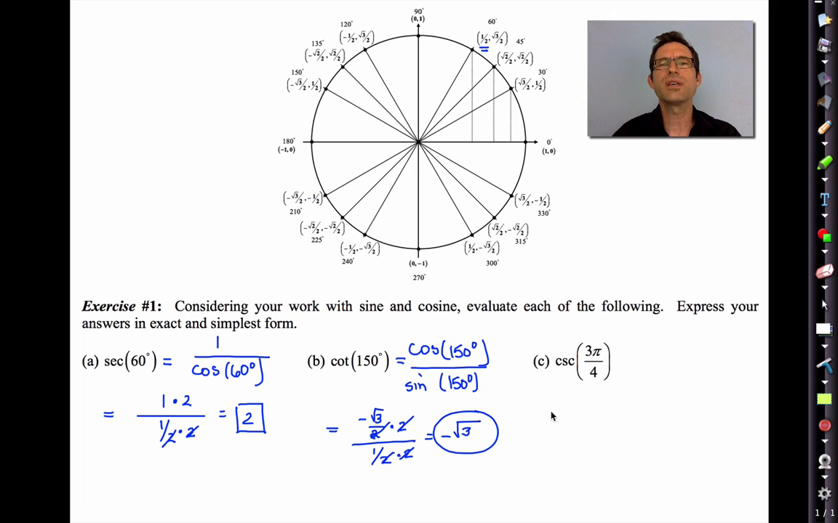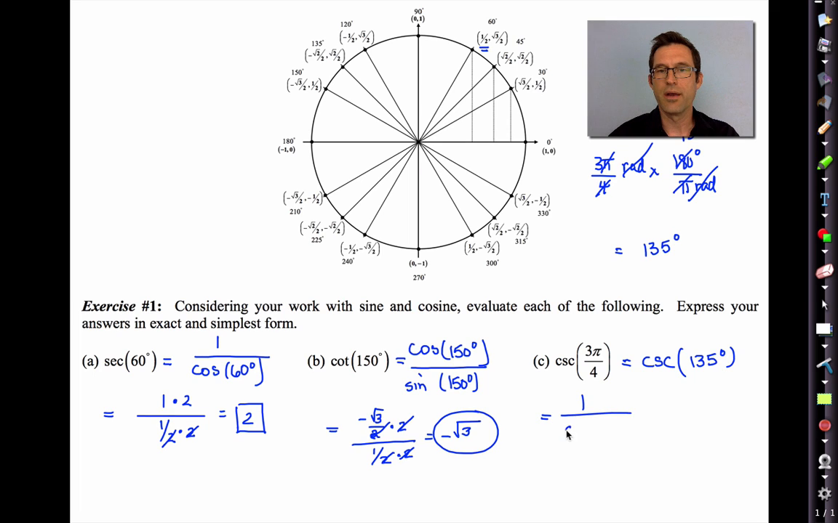Now in part C, we have the cosecant of 3 pi over 4 radians. If you know what that corresponds to in terms of your degree measurements, great. If not, perhaps you say, I have 3 pi over 4 radians, maybe I'll convert that into degrees. Multiply by 180 degrees divided by pi radians. The radians would cancel, the pi's would cancel, 4 goes into 180 45 times, and that is 135 degrees. So cosecant of 3 pi over 4 is the same as the cosecant of 135 degrees.